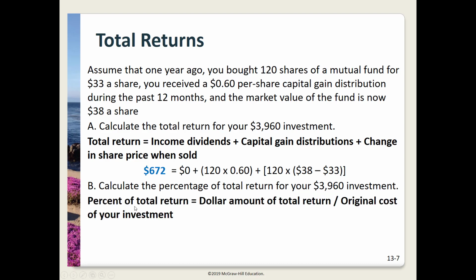So the formula for our percent of total return is taking the dollar amount of our total return that we found in part A and dividing it by our original cost of investment. So we'll take the $672 from part A and divide it by our investment of $3,960. And if you forget where that came from, that was the 120 shares at $33 a piece. When I divide these two numbers, my percent of total return is 0.17, or rewritten as a percentage, 17%.